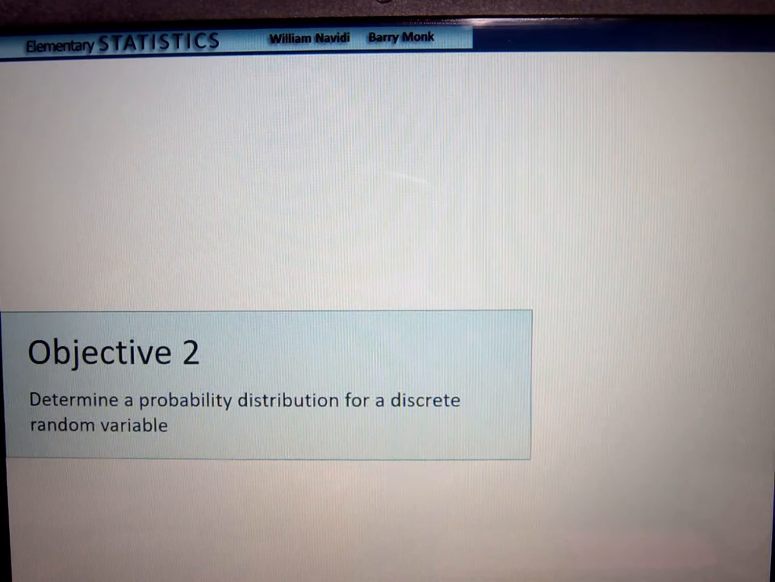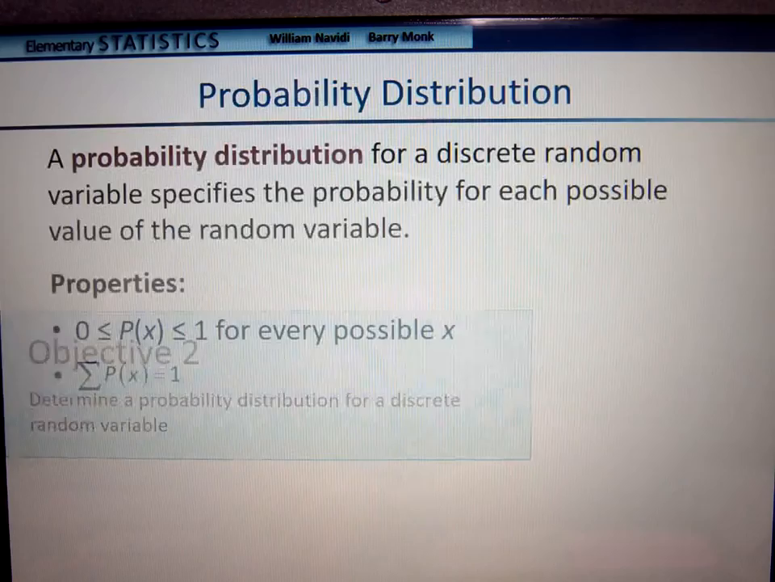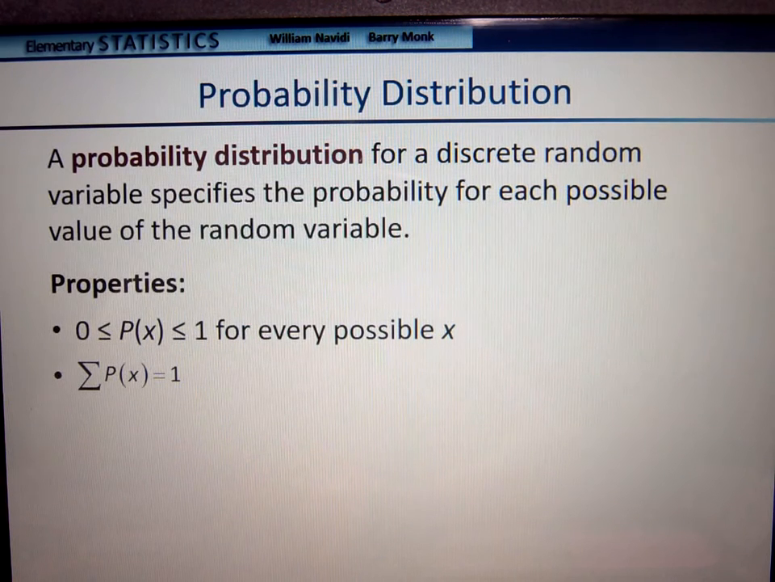All right, so let's determine a probability distribution for a discrete random variable. A probability distribution for a discrete random variable specifies the probability for each possible value of the random variable. So keep in mind again, probability has to be between and equal to 0 and 1. The sum of the probabilities of a probability distribution will always add up to 1.